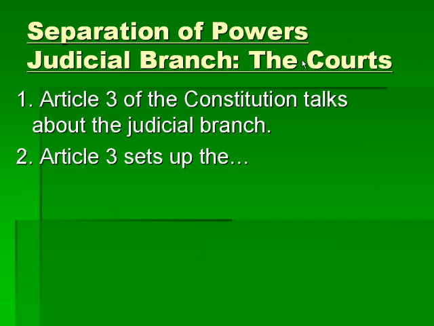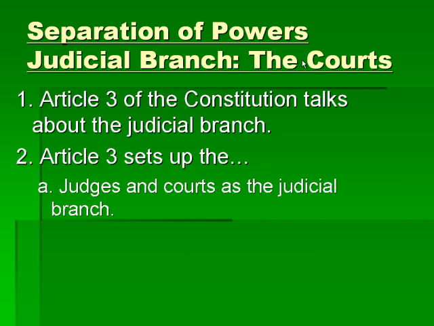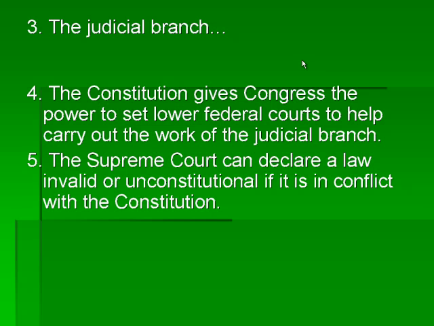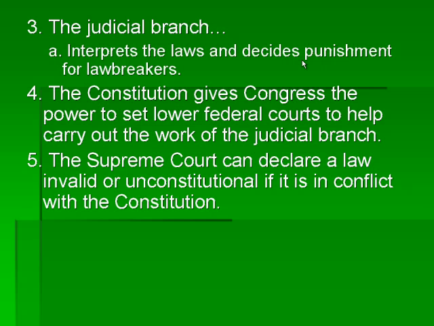The judicial branch is outlined in Article 3. The Constitution talks about the judicial branch because it sets up the judges and the courts as the judicial branch. These, remember, are going to be interpreting the laws. The top of the judicial branch would be the Supreme Court. The judicial branch interprets the laws and decides punishments for lawbreakers.